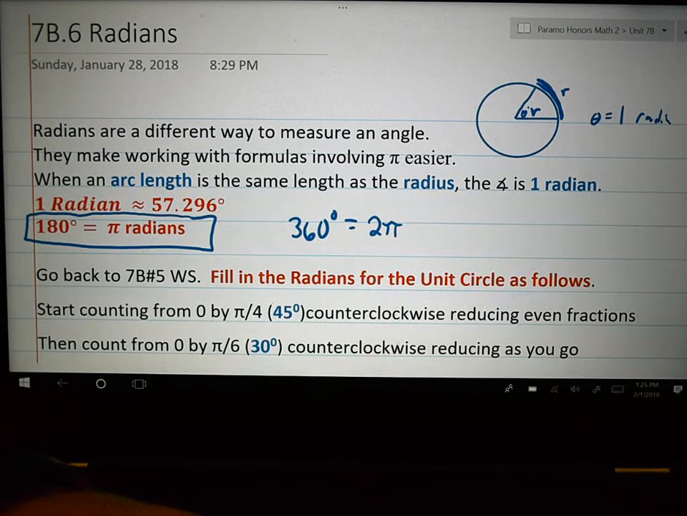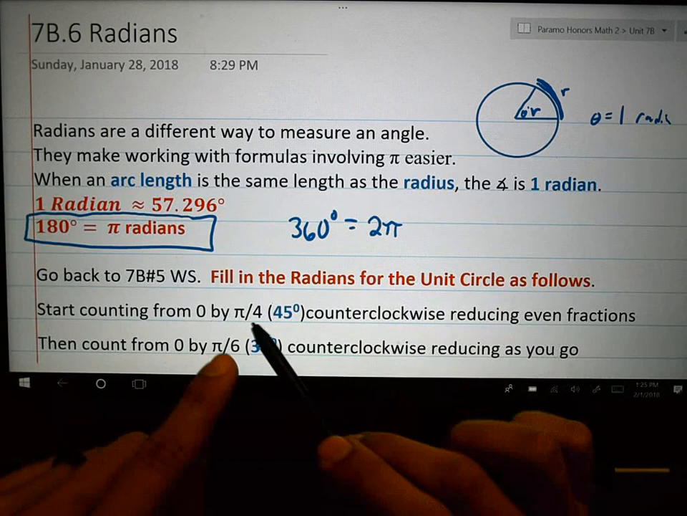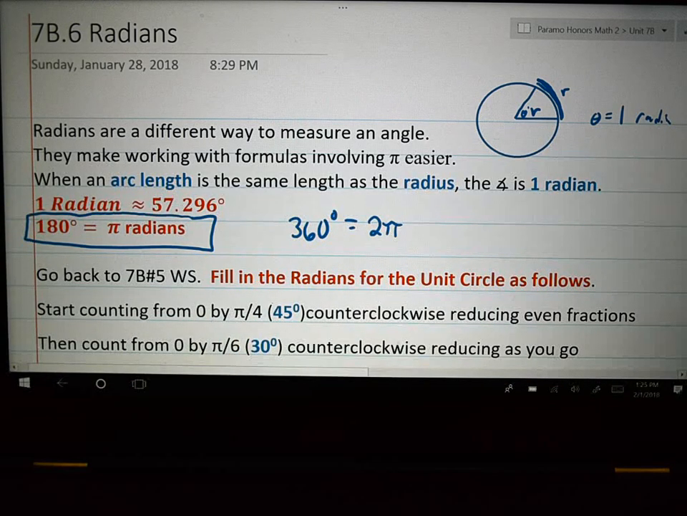Where you're going to have some issues are in dealing with these fractions, because some of you do not visualize fractions the way you should.